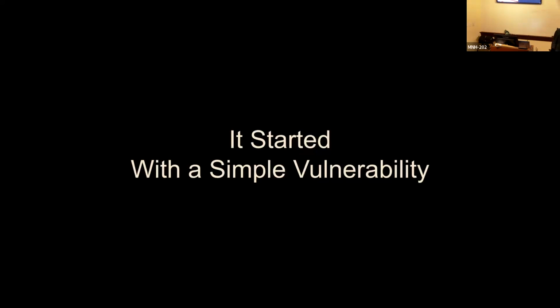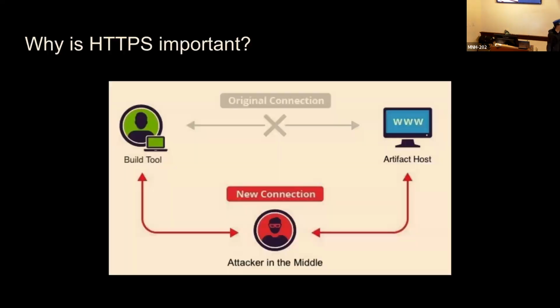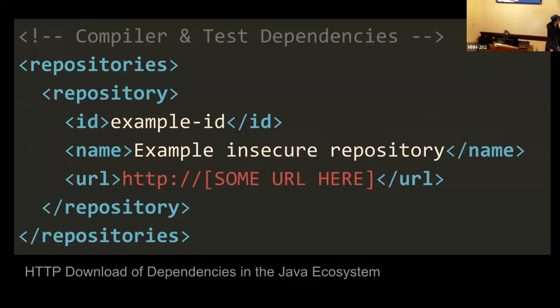So this entire journey started with a simple security vulnerability, and it was this: the use of HTTP to resolve dependencies in my company's Gradle build. Now, you might ask me, why is this important? Well, if you're using HTTP instead of HTTPS to resolve your dependencies in your build, somebody can attack from the middle, inject code into the jar file that you're downloading, and then run code on your machine. And this vulnerability doesn't just exist in Gradle build files, it can also exist in Maven. This is where it appears if you're looking at a Maven XML configuration file.